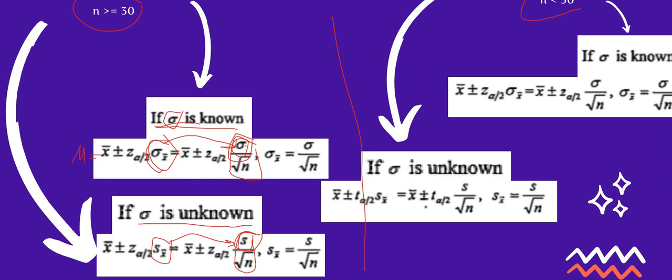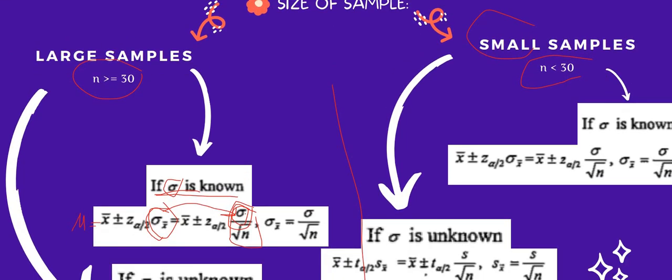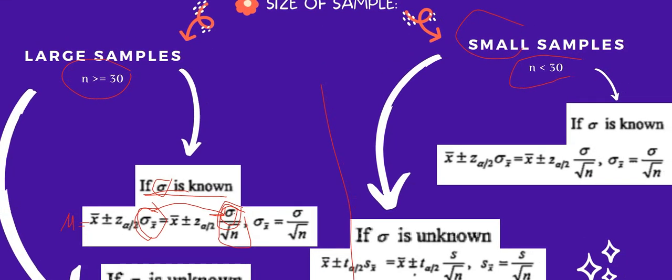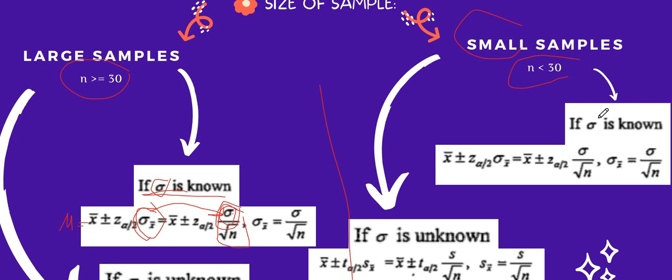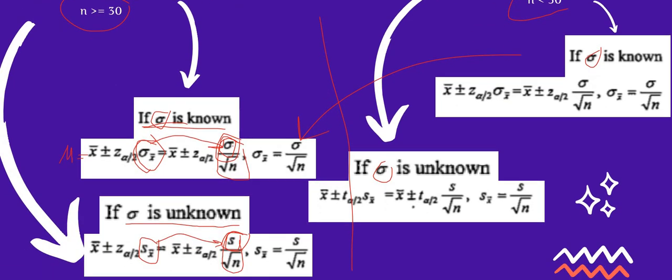Now we go to the small sample. For small sample we also have two cases: sigma known and sigma unknown. For sigma known, it is similar to the large sample, basically the same, no changes. But the difference is on the sigma unknown. The formula is quite similar, but different on one thing.